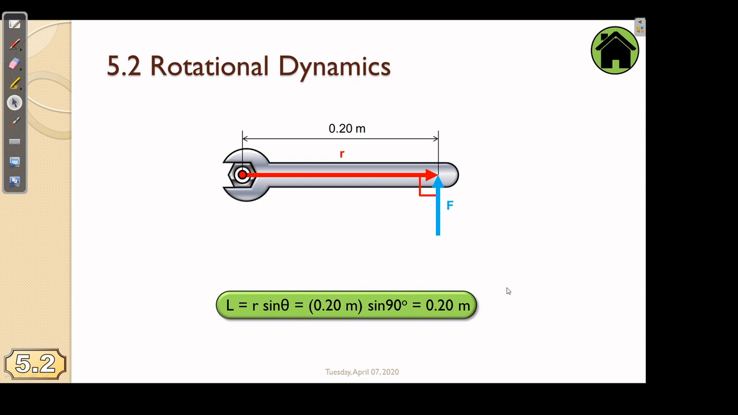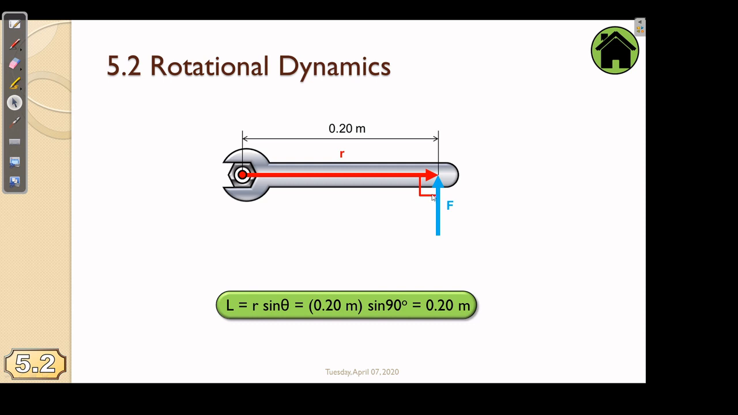Let's start with something pretty straightforward. Here we have a wrench, and a force is being applied at a distance of 0.2 meters or 20 centimeters from the axis of rotation. So we will call this the radius of rotation. That's 0.20 meters. The force is being applied exactly perpendicular to the radius, so the angle that we're interested in is 90 degrees.